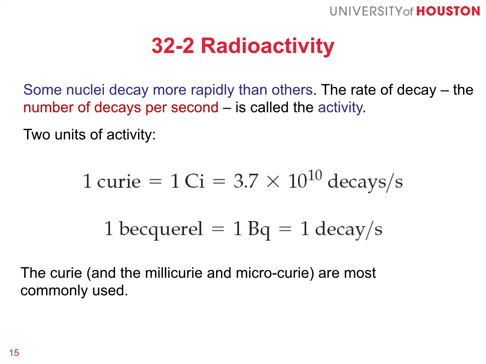Some decays happen more rapidly than others, and we can actually measure the rate of decay when we have many nuclei that are decaying. This rate is the number of decays per second, and it is referred to as the activity, or indeed the radioactivity. There are two units for this. One is the Curie, which corresponds to 3.7 by 10 to the 10 decays per second, or the Becquerel, which corresponds to 1 decay per second. The Curie, millicurie and microcurie are the units most commonly used.